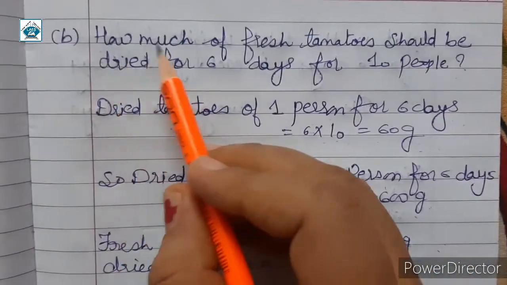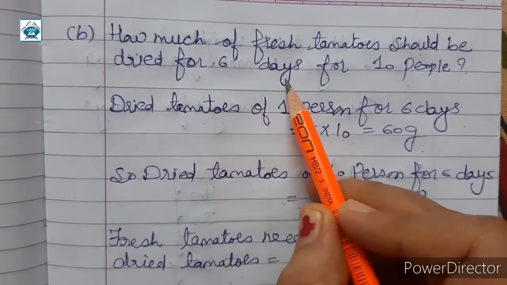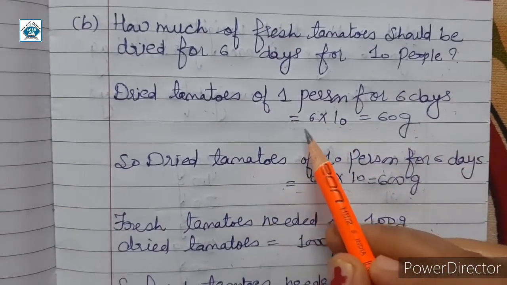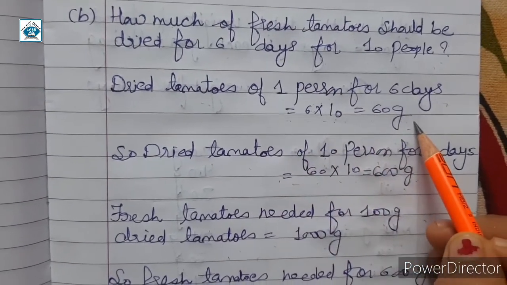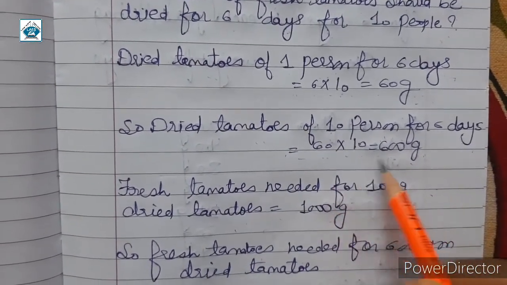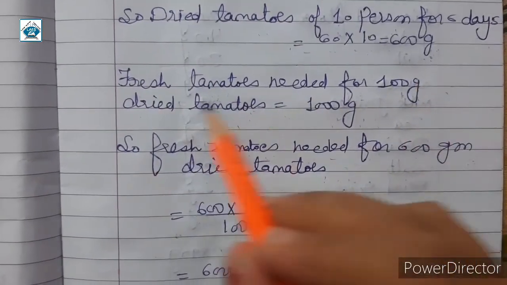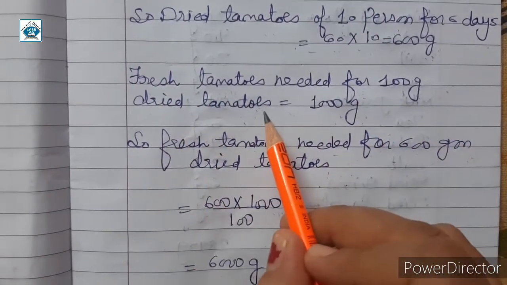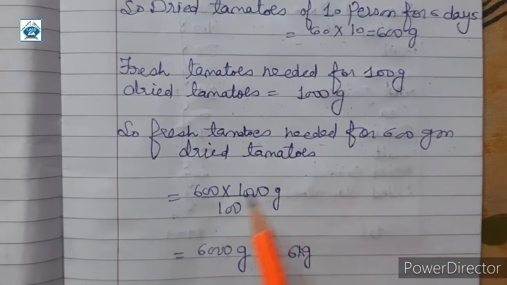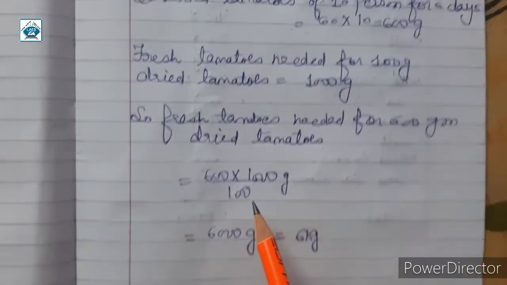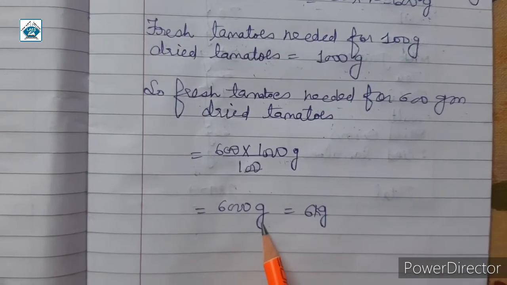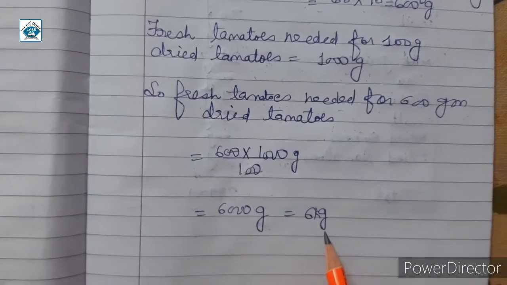Here is the solution. Dried tomatoes of 1 person for 6 days is equal to 6 multiplied by 10, which is 60 gram. So dried tomatoes of 10 persons for 6 days: 60 multiplied by 10 is equal to 600 gram. Here fresh tomatoes needed for 100 gram dried tomatoes is equal to 1000 gram. So fresh tomatoes needed for 600 gram dried tomatoes is equal to 600 multiplied by 1000 gram divided by 100 gram. Cutting the zeros, 6 multiplied by 1000 is equal to 6000 gram. So 6000 gram is equal to 6 kilogram.